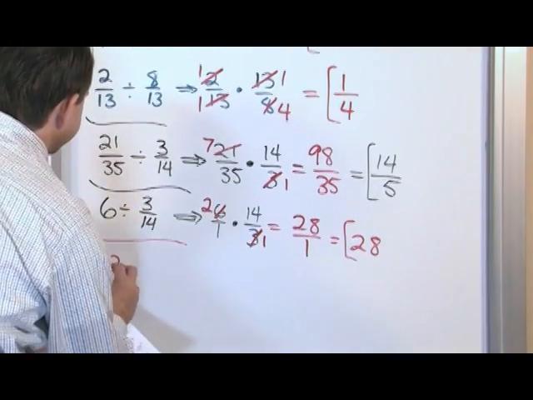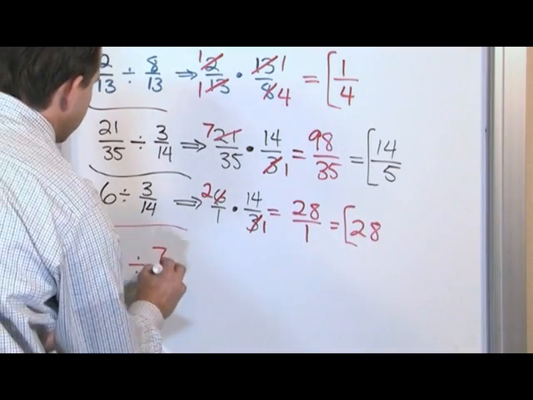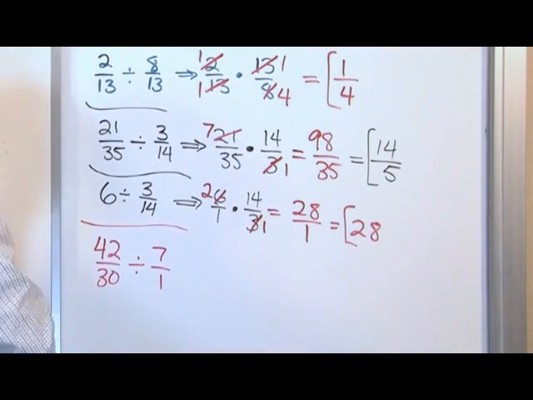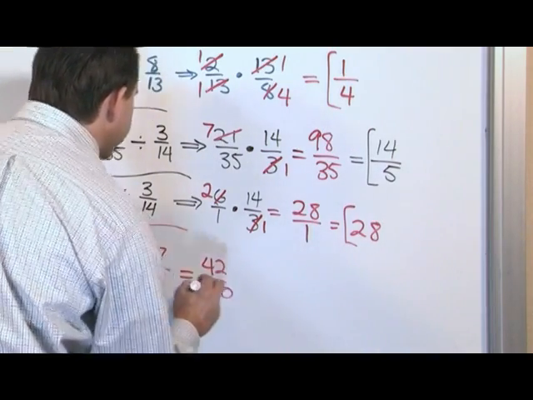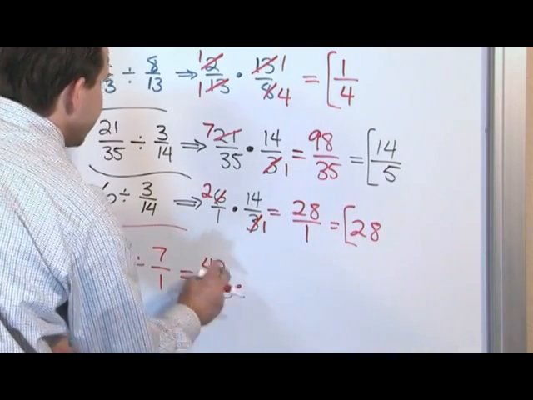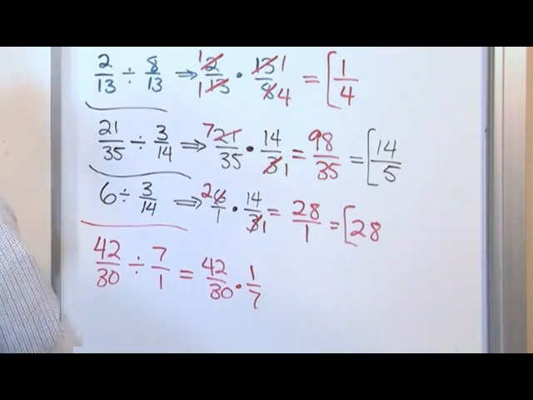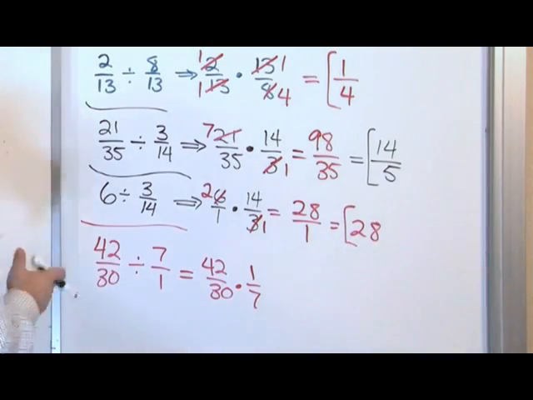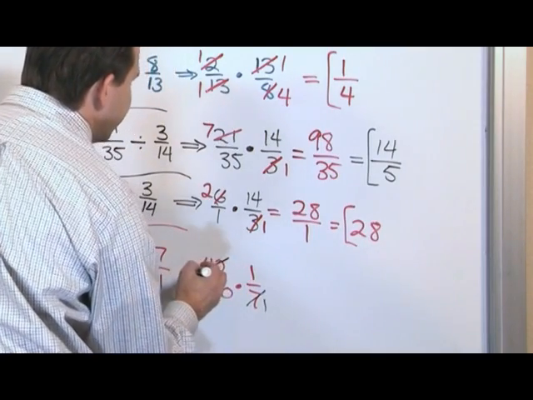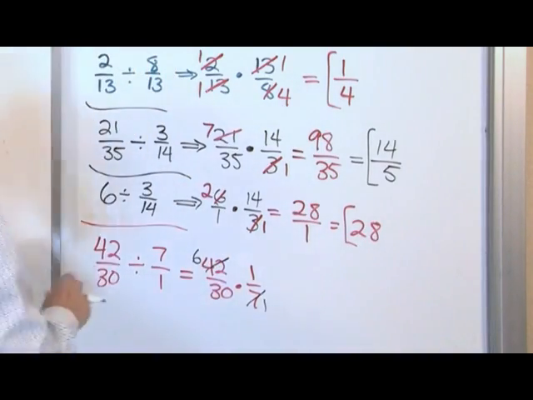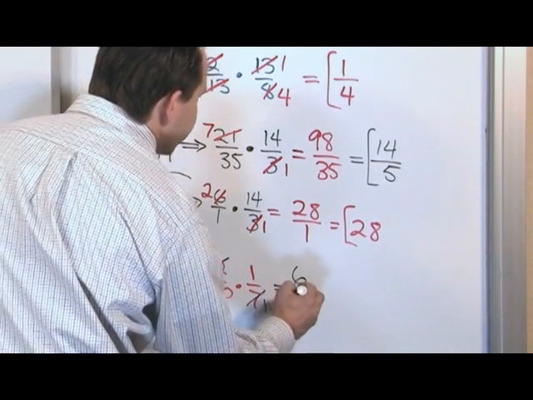Let's do 42/30 divided by 7 over 1, which is just divided by 7, by the way. So we'll just do 42/30 right here, change this into multiplication, and then flip this over to 1/7. Okay? Now let's see, can we do any simplification? Before, we can work with 42 and 7. 7 divided by 7 is 1. 42 divided by 7 is 6. So we're done with that. Multiply the top. 1 times 6 is 6. 30 times 1 is 30.